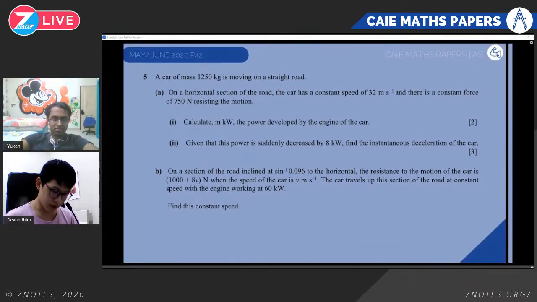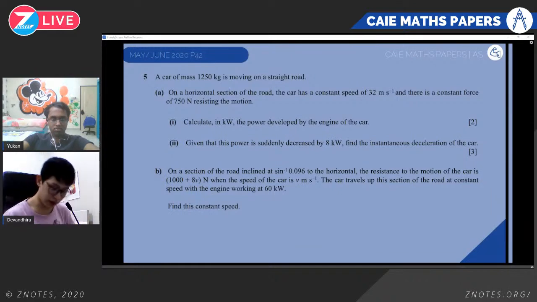A car of mass 1250 kg is moving on a straight road. On a horizontal section of the road, the car has a constant speed of 32 meters per second, and there is a constant force of 750 Newton resisting the motion. Calculate in kilowatts the power developed by the engine of the car. Given that its power is suddenly decreased by 8 kilowatts, find the instantaneous deceleration of the car.